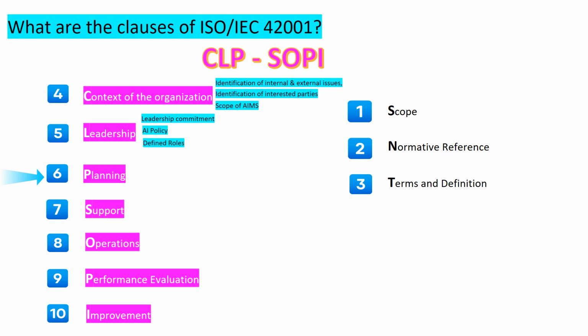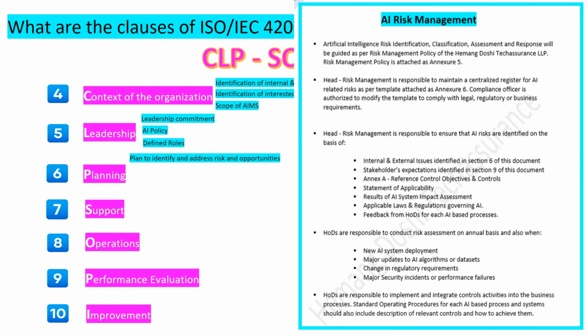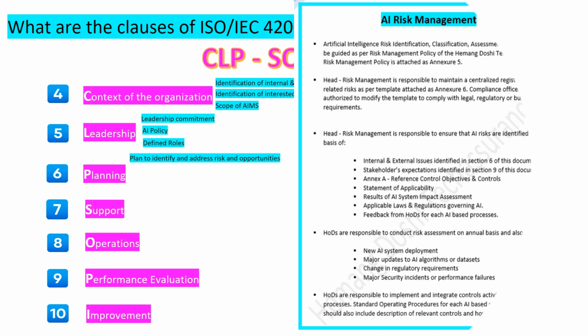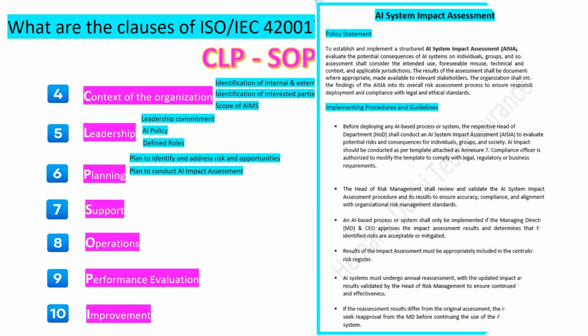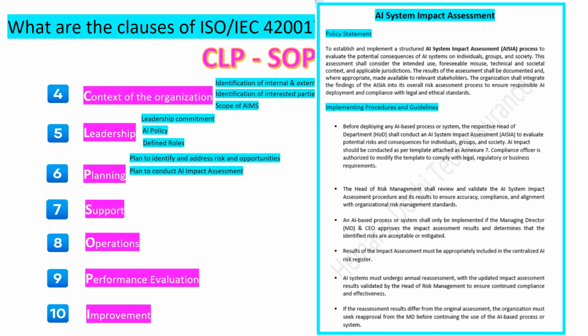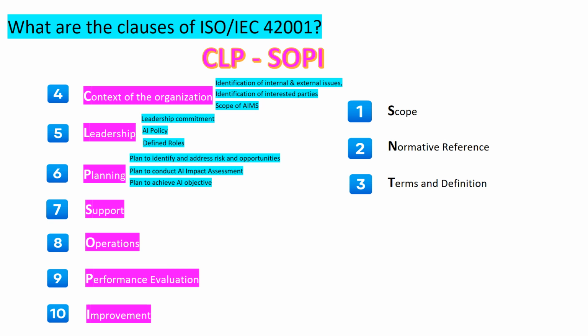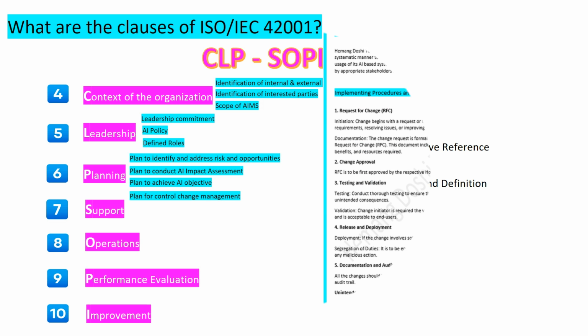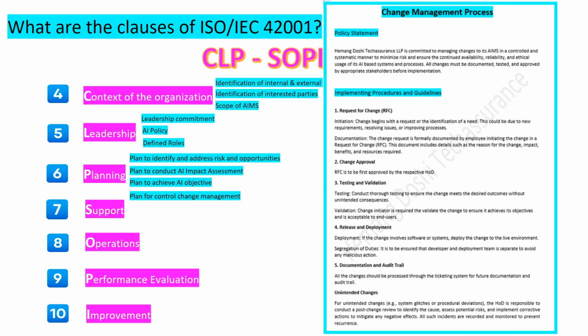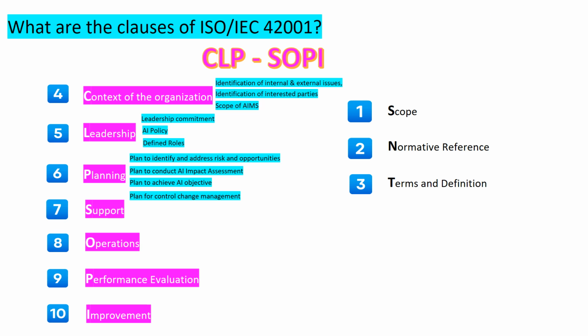Now let us move to planning. Planning requires that the organization must plan to identify and address the risks and opportunities related to AI, plan to conduct an AI impact assessment, plan to achieve AI objectives, and plan for controlled change management. We will discuss each element in detail in our subsequent lecture.